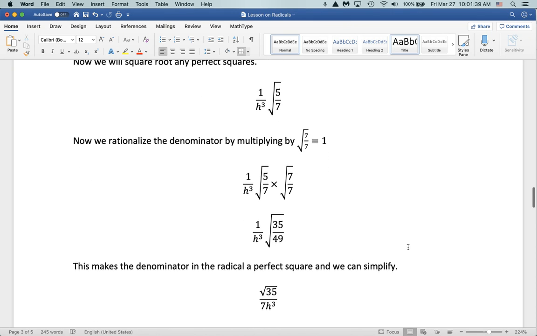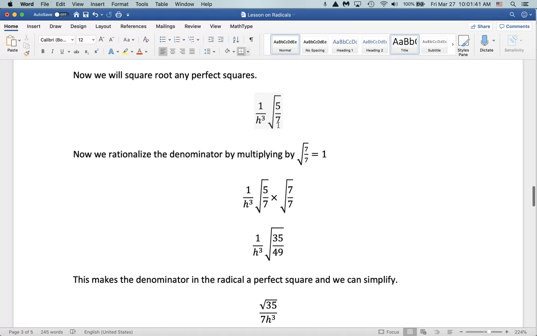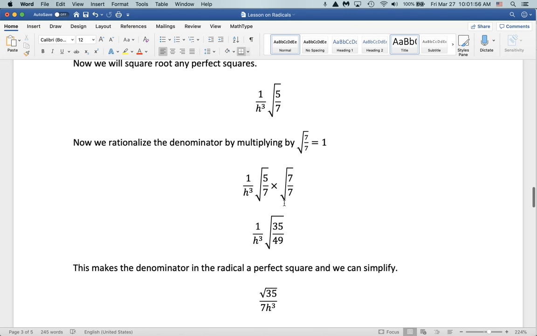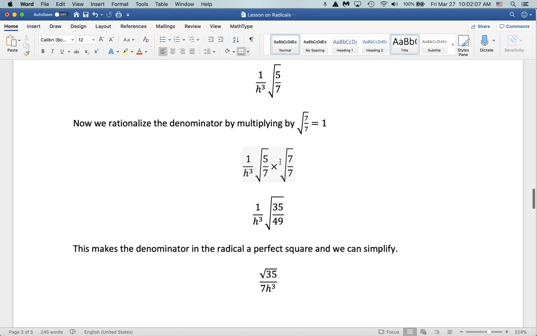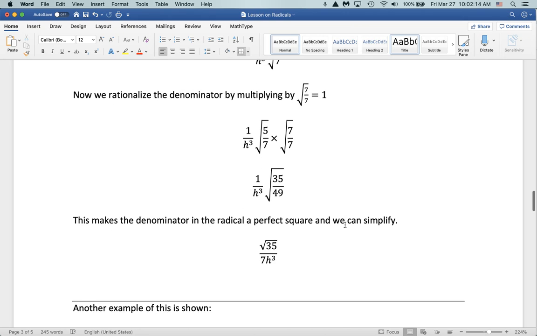Now, what we mean by rationalizing the denominator, I don't like square roots in denominators. So what I'm going to do is rationalize that denominator by multiplying by 1. What I mean by 1, though, is I'm going to multiply by the square root of 7 over 7. 7 divided by 7 is 1, square root of 1 is 1. So that's really just 1. So I take this expression, 1 over h cubed times the square root of 5 over 7, and I times it by the square root of 7 over 7. Which, when I combine the two square roots, becomes the square root of 35 over the square root of 49. I still have the 1 over h cubed on the outside.